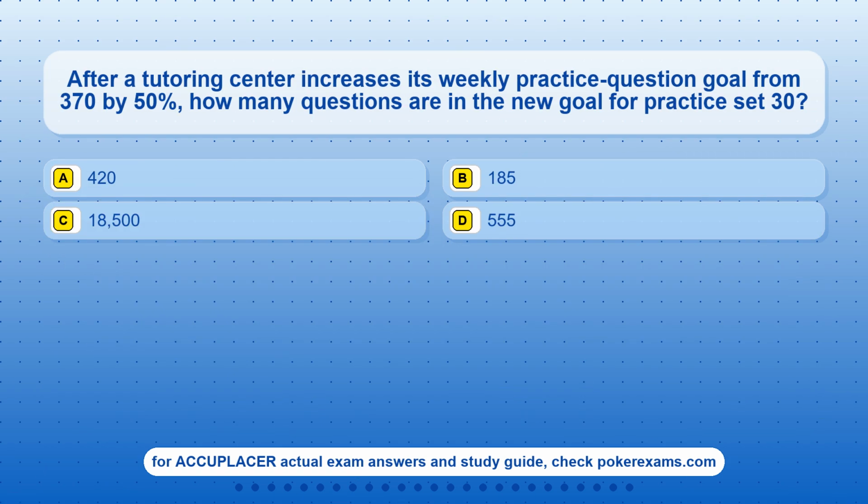Question 18. After a tutoring center increases its weekly practice question goal from 370 by 50%, how many questions are in the new goal for practice set 30? Option A, 420. Option B, 185. Option C, 18,500. Option D, 555.